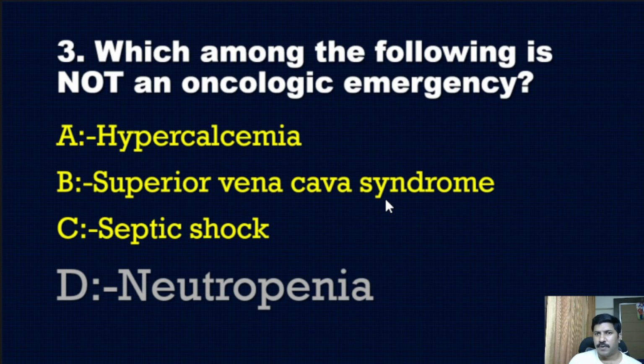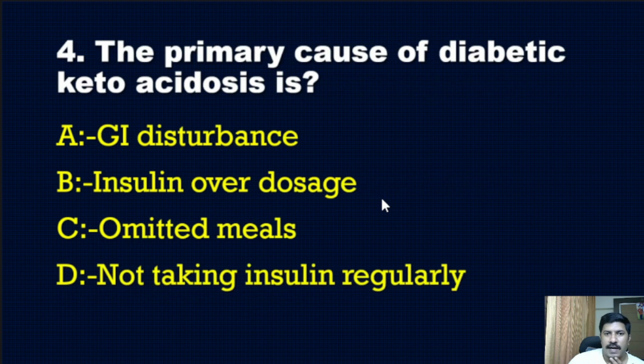Syndrome means a group of conditions. The main reason for superior vena cava syndrome is a partial or complete block of the superior vena cava, so the blood will not reach the right atrium, and blood will pool in the upper limbs and cerebral circulation. And the fourth question: the primary cause of diabetic ketoacidosis.